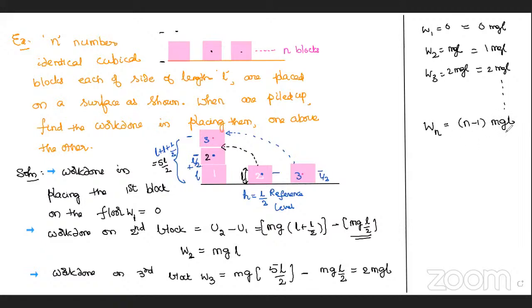Is it right? That's why the total work done means we have to add all the works here. That implies total work done on piling them.